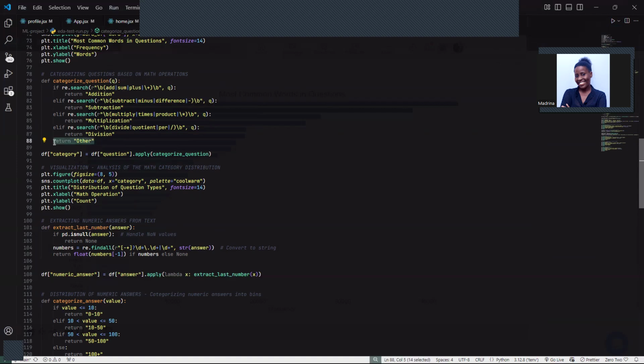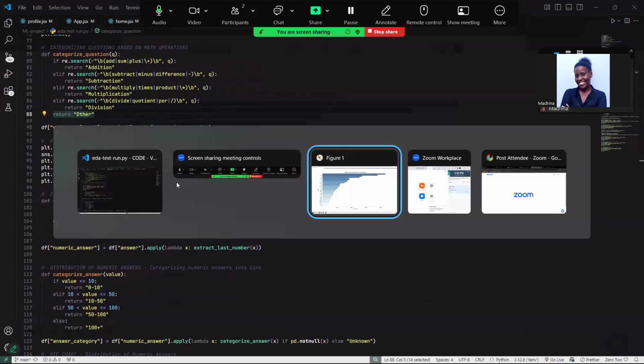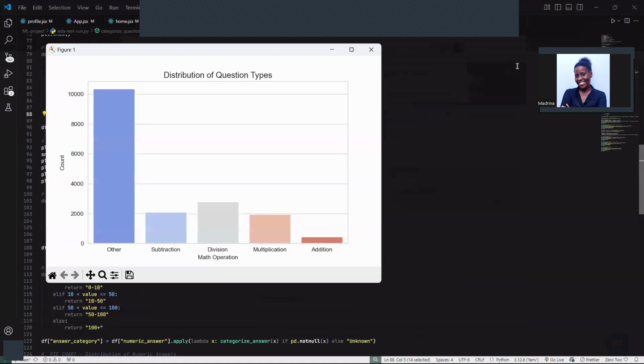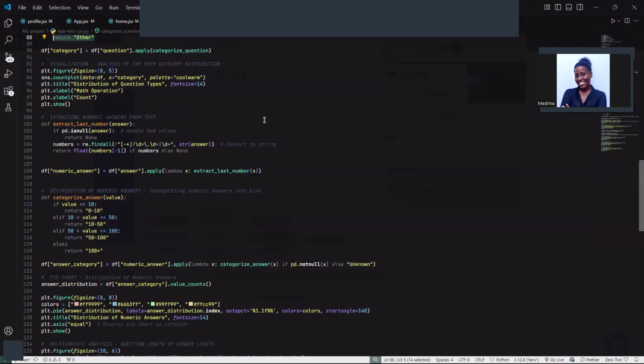This will help us in training the model and to see whether we can train it to recognize these questions and put them in those categories. Then we are going to see the analysis of the categorization. So we are basically going to see how many of these questions lie where. As we can see, most of the questions lie in the other category. So they don't lie under subtraction or division or multiplication or addition. This will help us when we are training our model to see what we can do about this other category.